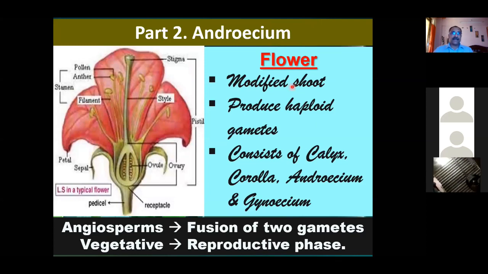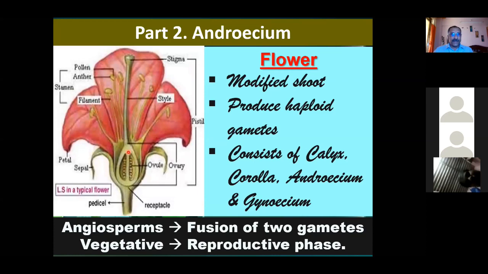Now, the second thing is that you see this is the vertical section of a flower. In this vertical section of a flower, you can see that some organs are there. You studied about it last year. This is called the calyx, which is made up of sepals. And this colorful part is the corolla, which is made up of petals. You studied the calyx and corolla in detail last year. But inside of that, you see something like this. This is what we call the androecium.